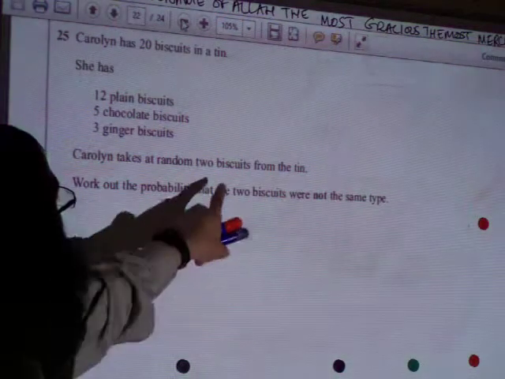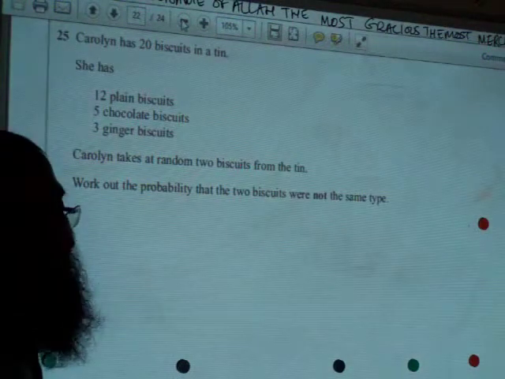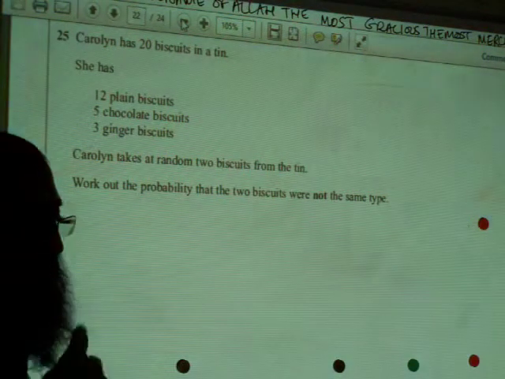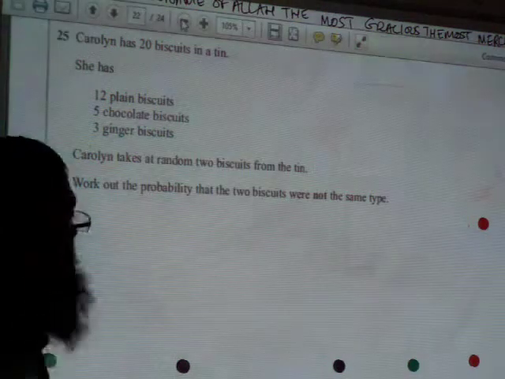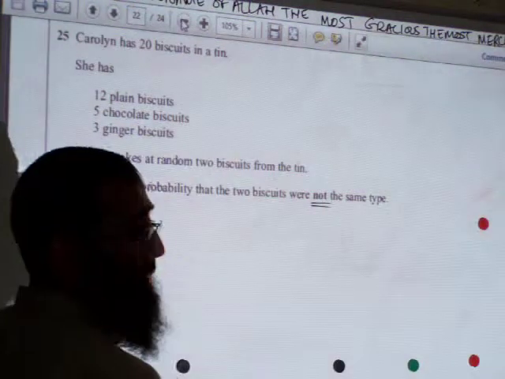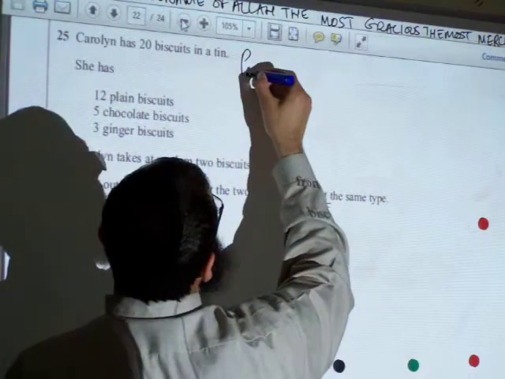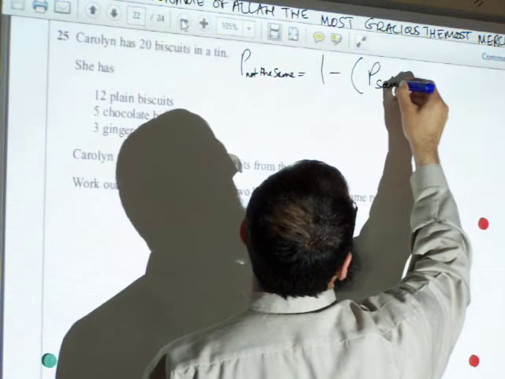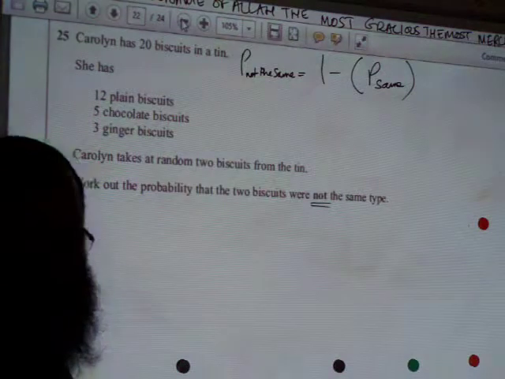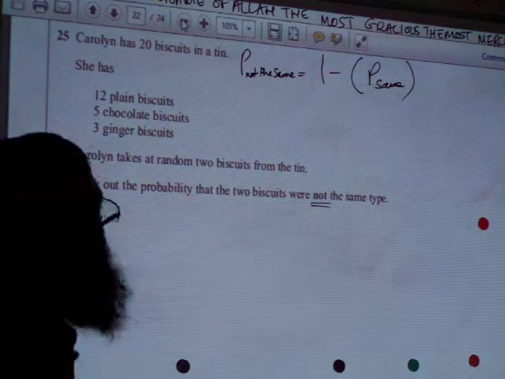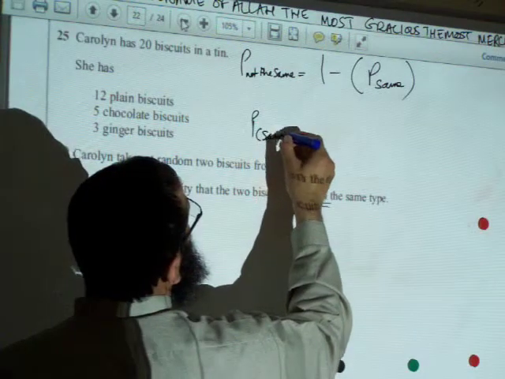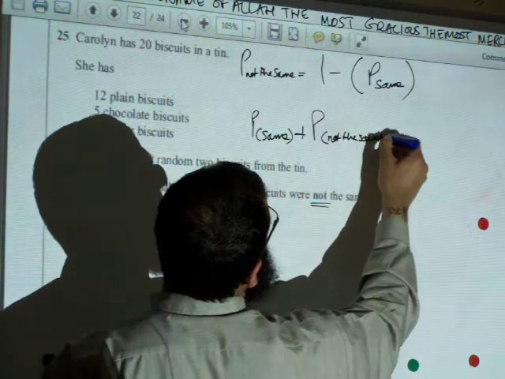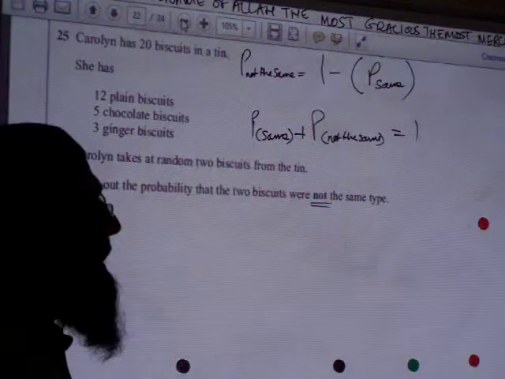Carolyn takes at random 2 biscuits from the tin. Work out the probability that 2 biscuits were not the same type. Now, if we work out the probability of getting the 2 biscuits the same, and we minus it from 1, this is the quickest way of working it out. So the probability of not the same is 1 minus the probability that they are the same. That's the opposite way of doing it. Because the probability of them being the same plus the probability of them being not the same will equal 1. It's like the minus 1 rule.